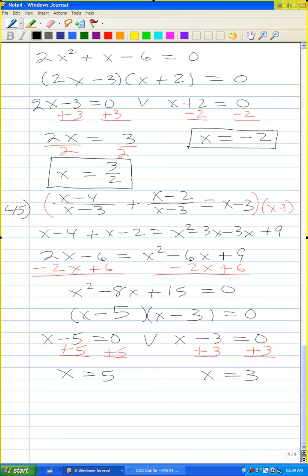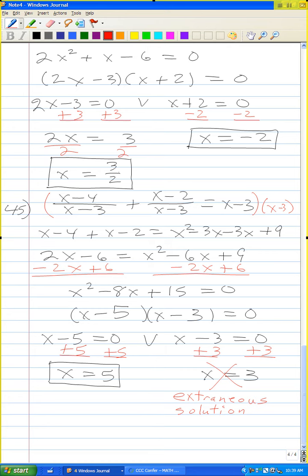Well, if x is 5, I'm not dividing by 0. However, if x is 3, 3 minus 3 is 0, divided by 0. So this is not a solution. This is what's called an extraneous solution. It is a solution to our technique, but it is not a solution to the original problem. So our technique is not really foolproof.